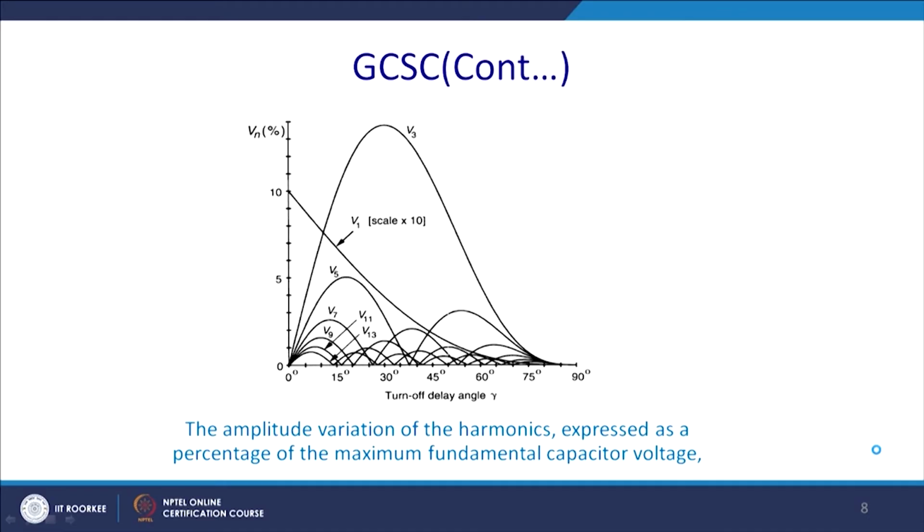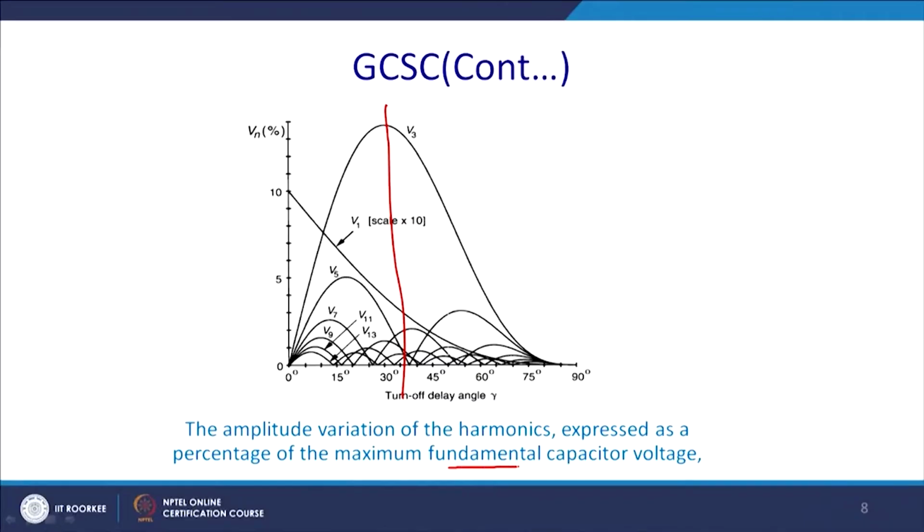So, this is basically the harmonic spectrum of the GCSC. The fundamental will decay as the triggering angle changes, and you can see that around 37 degrees you will have a peak of the third harmonic, and accordingly at different values you have different harmonic content. The amplitude variation of the harmonic is expressed as a percentage of the maximum fundamental of the capacitor voltage. So, this is almost the same as the TCR.